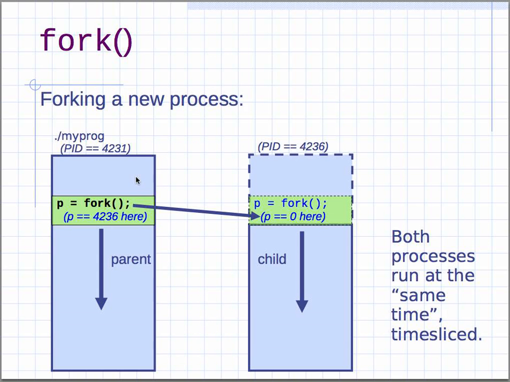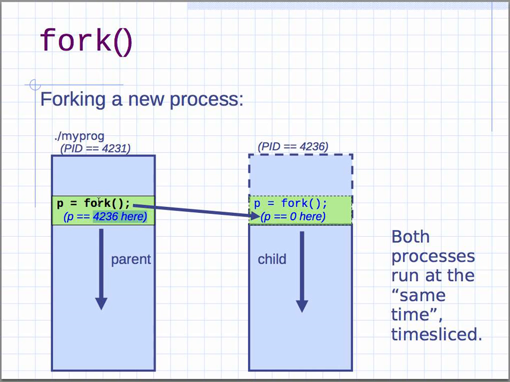Okay, so the way to visualize this is, let's say you have a program, myprog, and it has a process ID 4231. Somewhere in here you have a call to fork, and you save the value that fork returns into this variable p, assuming it's an int. Here in the parent, you'll almost always get some number bigger than your current ID. So let's say myprog is running with process ID 4231. This will return something like 4232 or something bigger. Let's just say it's 4236.